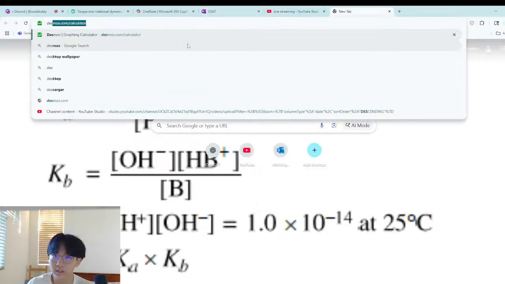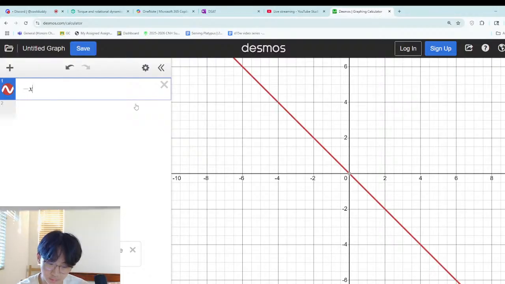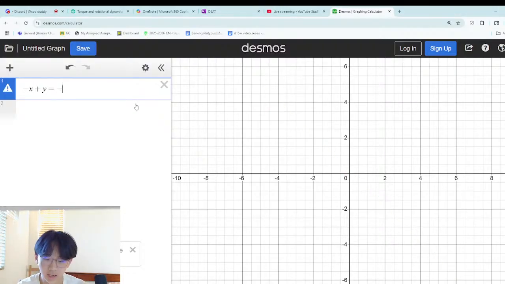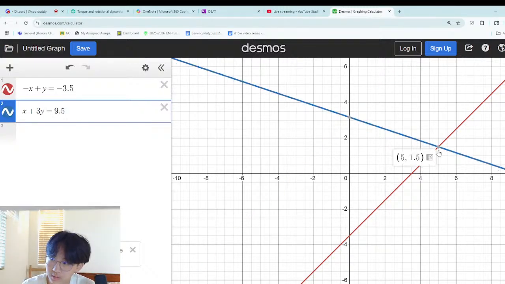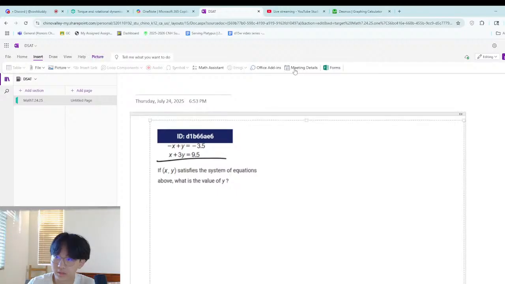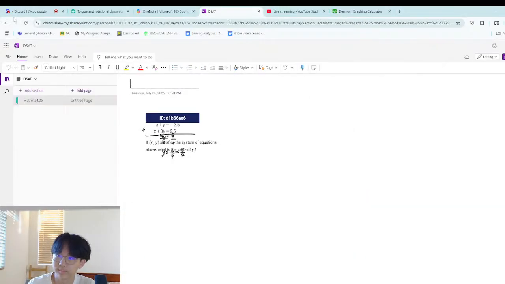We could also do this through Desmos. Something I like to say when I'm doing the SAT is whenever I see a system of equations, I definitely want to go towards Desmos. You can see that's 1.5. Let me reload it. Solving this manually, we get 1.5. So the value for y would just be 1.5.